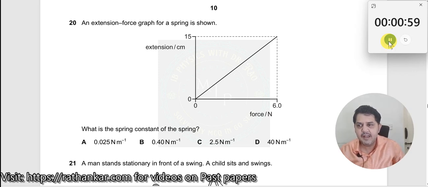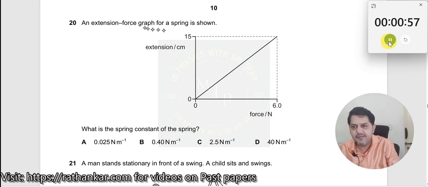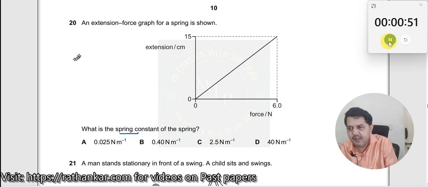Question number 20. An extension-force graph for a spring is shown. What is the spring constant for the spring? Where do we get this? F is equal to kx, so k should be equal to F by x.